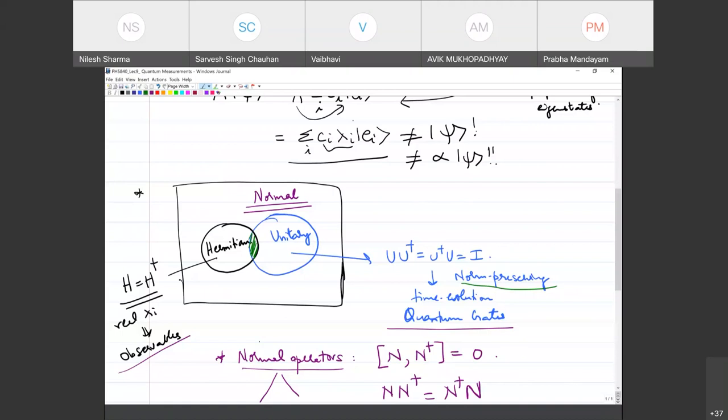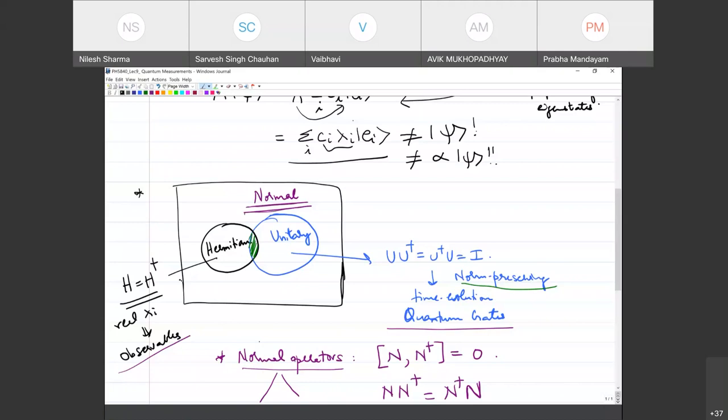On the one hand, they correspond to spin observables. On the other hand, they are also the quantum gates, which lead to bit flip, which lead to phase flip, etc., right? So this is the picture that we have: you have this larger class of normal operators, which are operators that commute with their own adjoint. And in that, you have these two special classes of operators, Hermitian and unitary. Okay, does that make it clear?